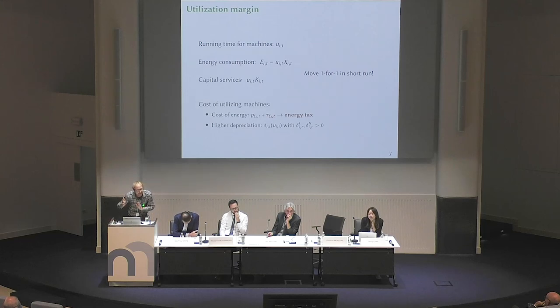And the stronger the link, the less you're gonna adjust your utilization margin. Yeah? And I calibrate that to make sure that I match this low but positive short-run price elasticity of energy demand of like 0.2. Okay, so that's the core of the model.